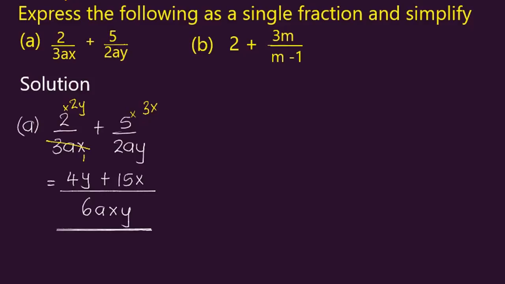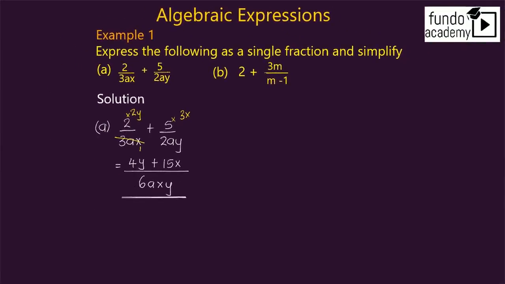And this becomes the solution because we cannot simplify it any further. So we have 4y plus 15x all divided by 6axy. That's the solution to part A.